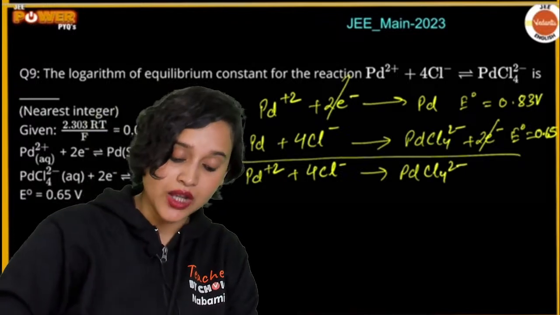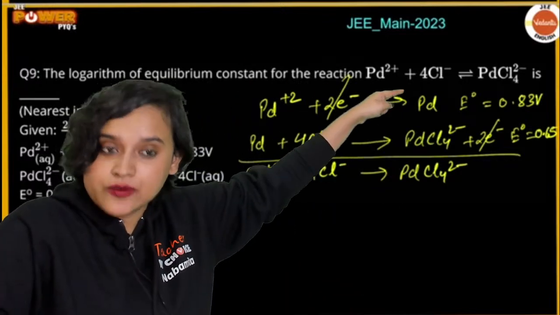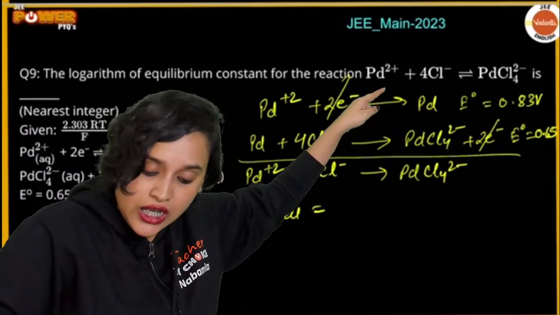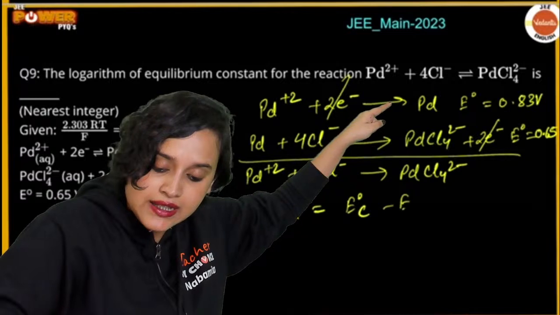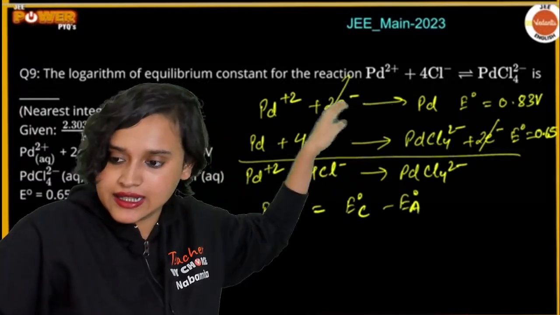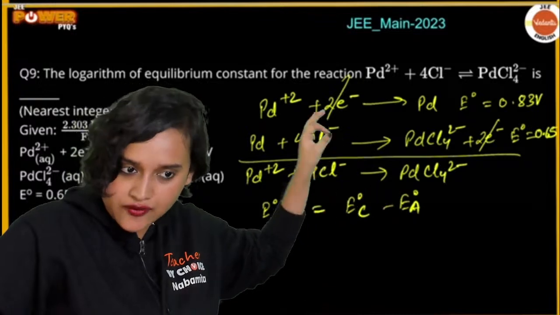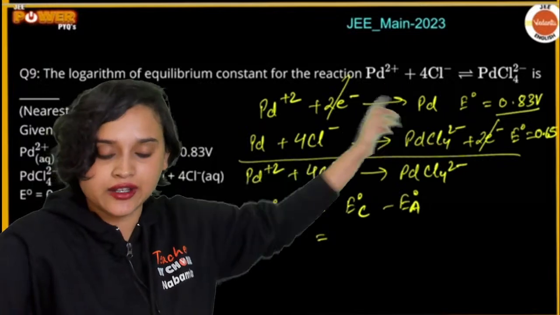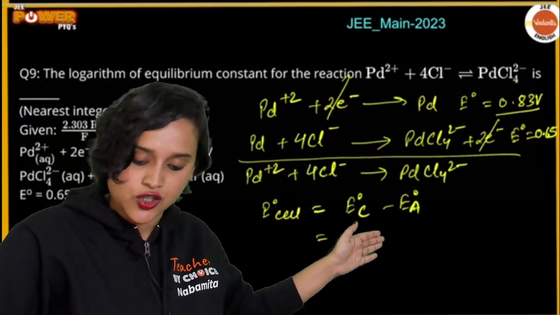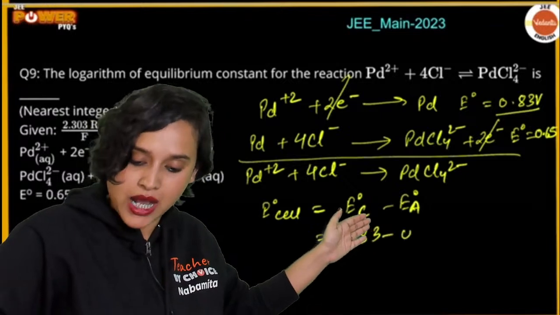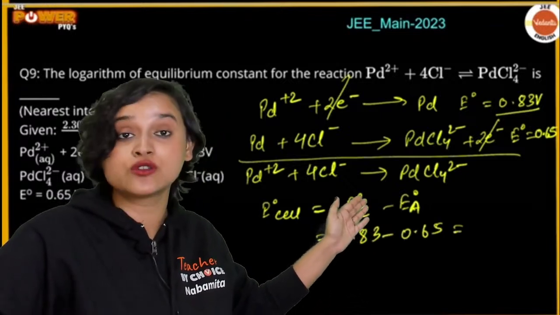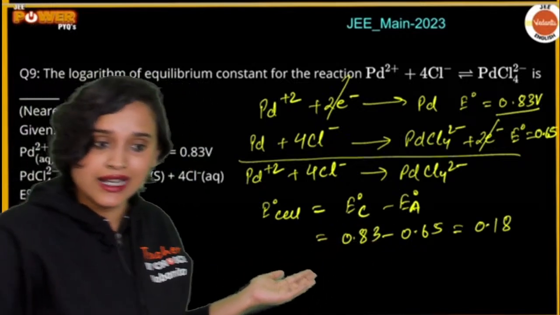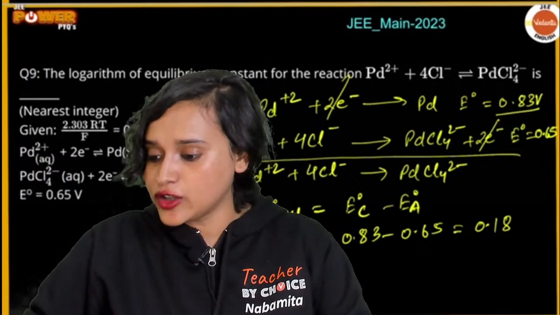Now, as per our previous question, just some time back, we got to know E naught cell. How do we calculate E naught cell? E naught cell is equal to E naught cathode minus E naught anode, isn't it? This is the formula, everybody, I have just taught you. So here E naught cathode is 0.83 volt and E naught anode is 0.65. So 0.83 minus 0.65 is equal to how much? Is equal to 0.18. Am I right?